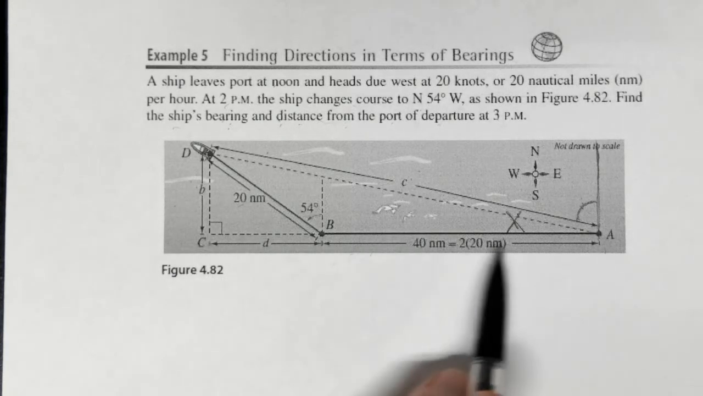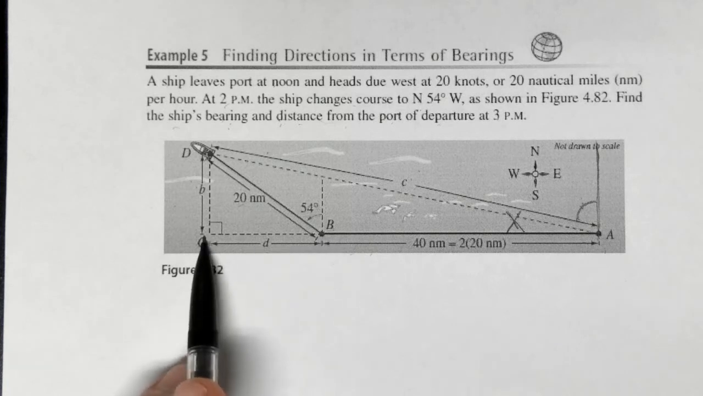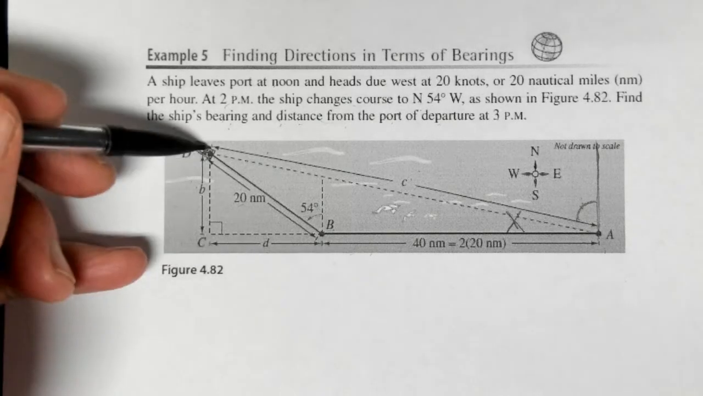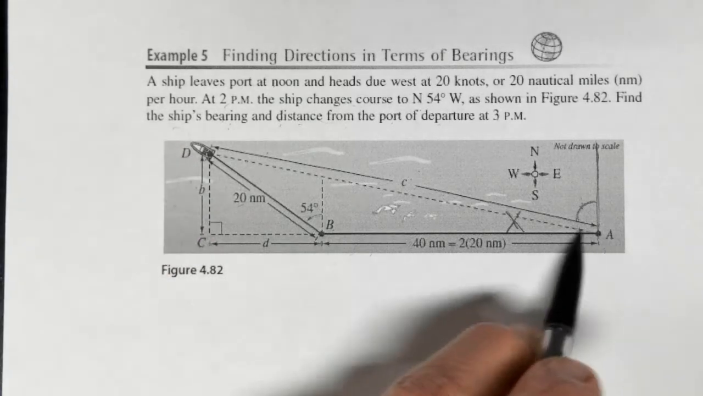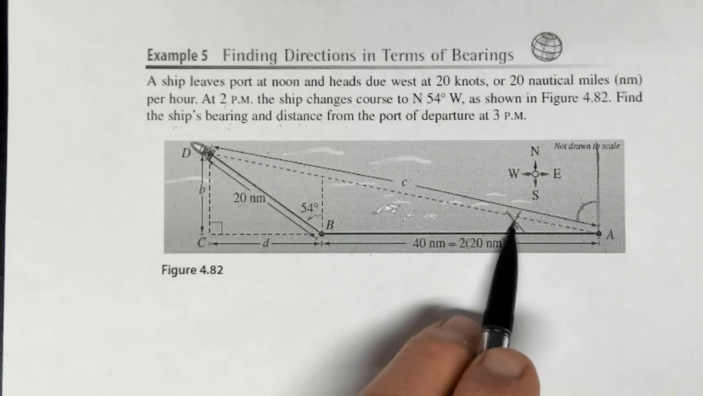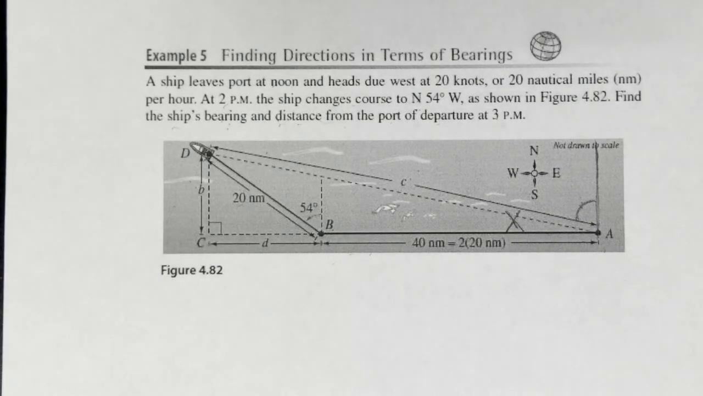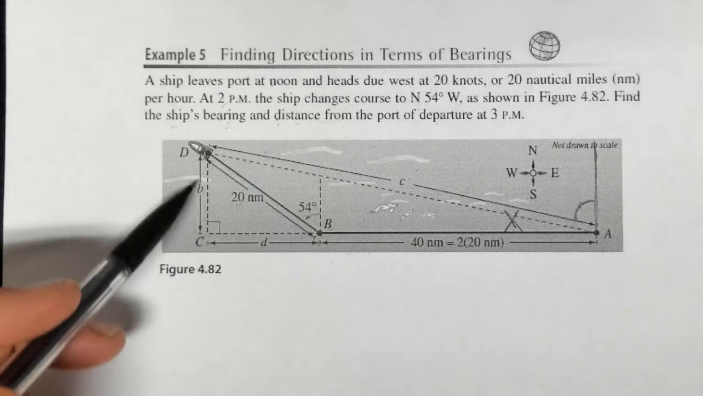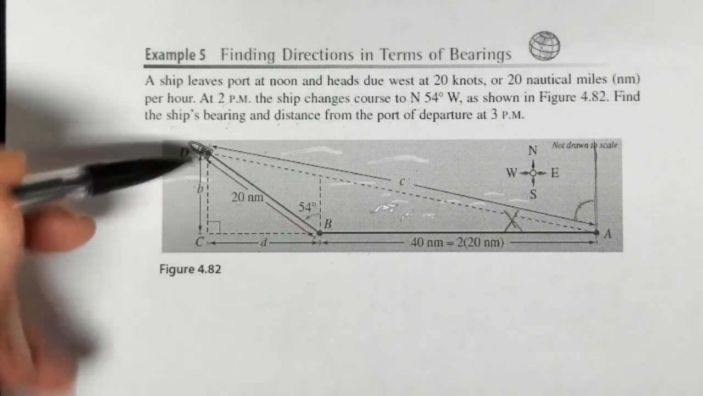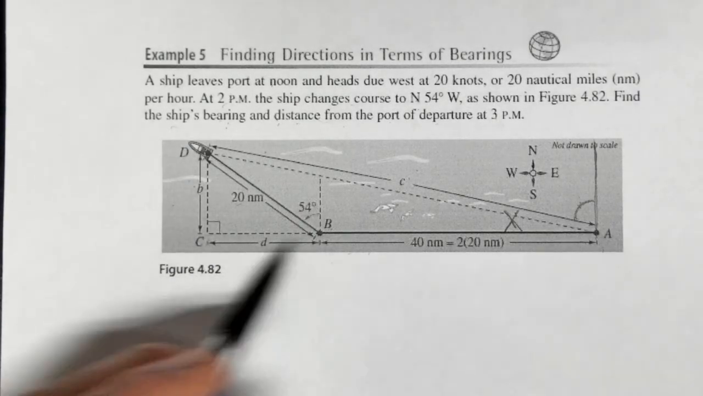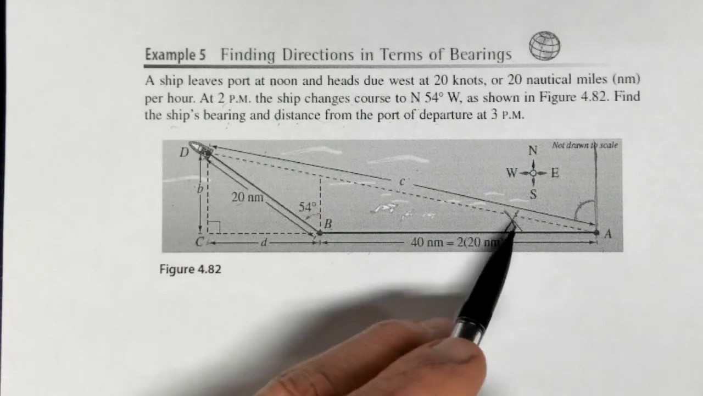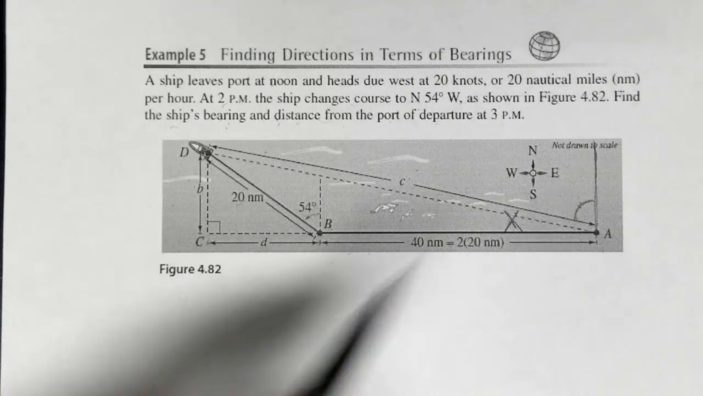So I've got from here to here is 40. If I can find D and I can find B, then I would have these 2 sides and I can find this angle with tangent. So that's going to be our task. We're going to try to find how long B is and how long D is, so we can have two sides of this right triangle so we can get this reference angle so we can finish our bearing.